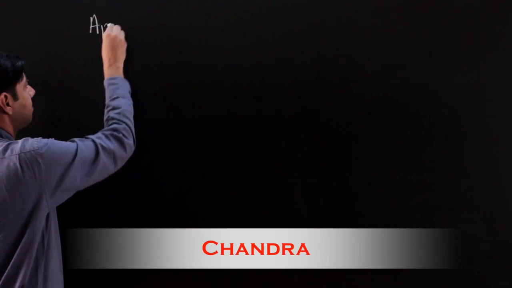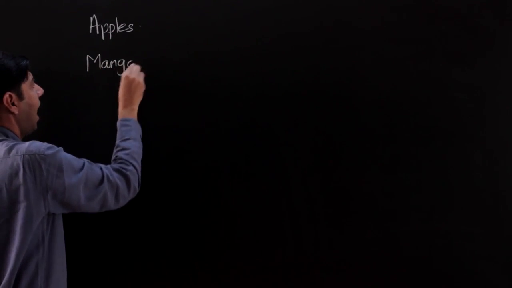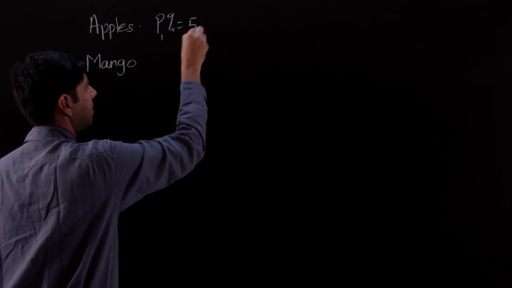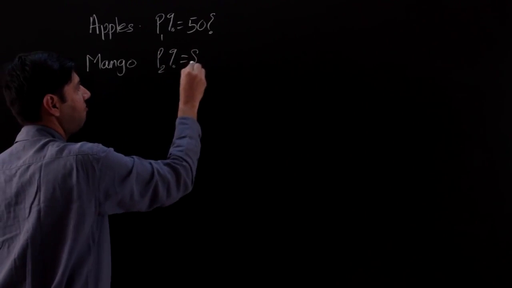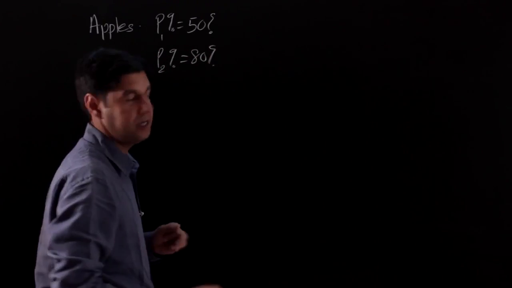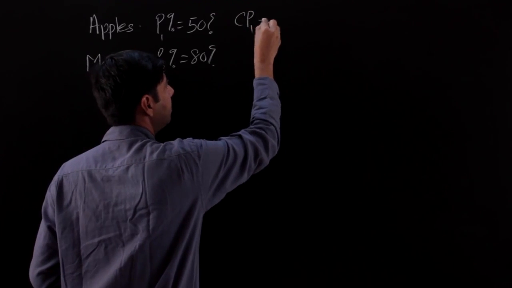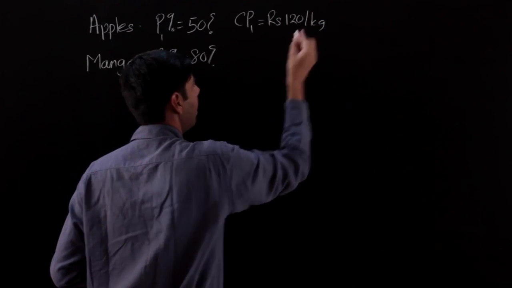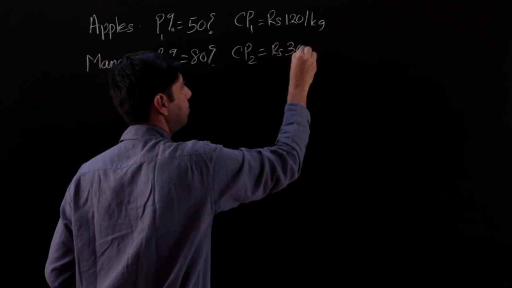A fruit seller sells apples and mangoes. He sells apples at a profit percentage of 50%, whereas mangoes are sold at a profit percent of 80%. Further, it is given that the cost price of apples is rupees 120 per kg, whereas that of mangoes is rupees 300 per kg.